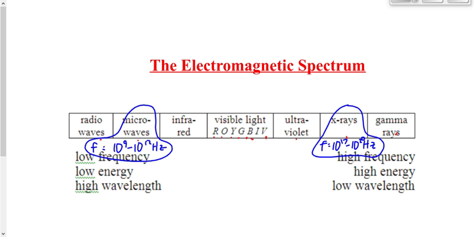Finally, visible light, which is drawn as a wider range, but it's actually a very, very narrow range of EMR. The frequency range of visible light, it's all in the 10 to the 14 range. Because it's so narrow and because it's the type that we can physically see, we're actually quite specific with the frequencies here, more than we are for microwaves and X-rays. The frequency range of visible light is 4 times 10 to the 14 to 7.5 times 10 to the 14 hertz.